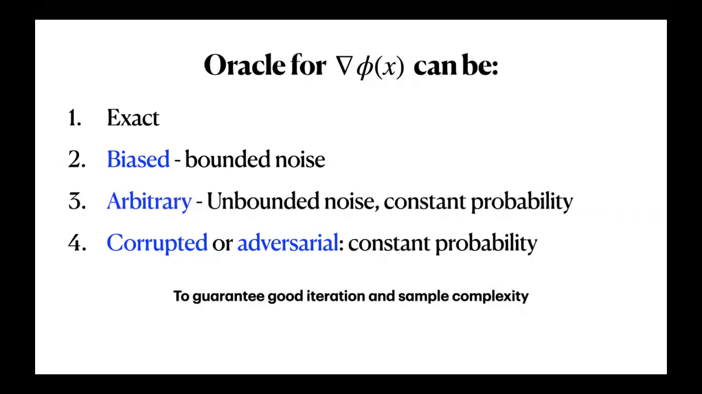And the first order oracle is kind of similar. It can deal with exact gradients. It can deal with bounded noise. It can even deal with unbounded noise or arbitrarily bad corrupted errors in the gradient estimate, as long as in each iteration the error probability is bounded to be less than half.